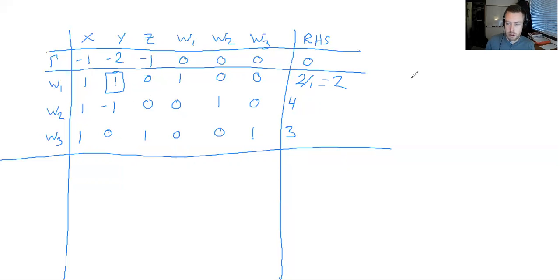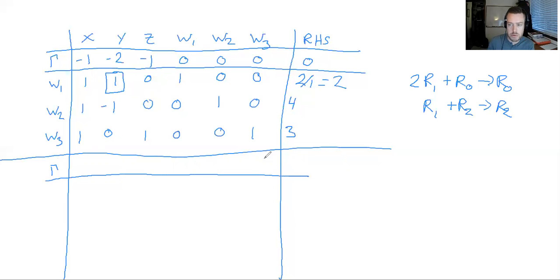We're going to do 2 row 1 plus row 0 is the new row 0. Row 1 plus row 2 is going to be the new row 2. All right, so let's try this out here. So I got gamma.